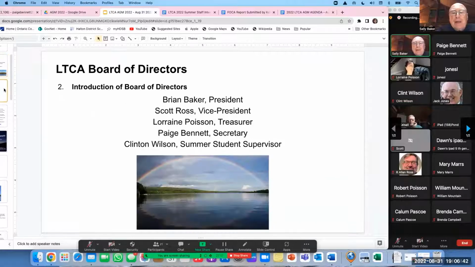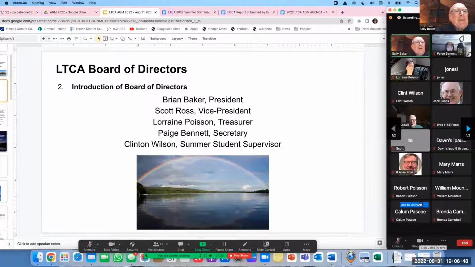I want to introduce our board of directors. I've been the president for several years. Scott Ross, who works out of British Columbia, but was a resident of Mattawa and has a cottage just up past Grasswells. He's our vice president. Lorraine Poisson came to us very recently as treasurer. She's been a terrific asset and very, very keen, and brought some new ideas and techniques.